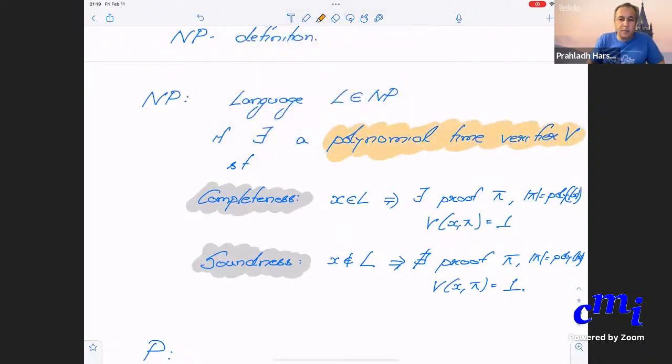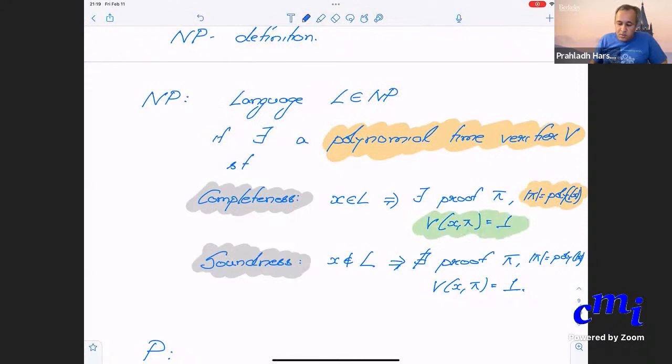verifier, the key thing is a polynomial time verifier, such that for every statement in the language, or in the language is what is called being true, for every statement in the language, there exists a proof which is polynomially sized. That's important over here, which convinces the verifier that the statement is true. In this case, the verifier accepts.